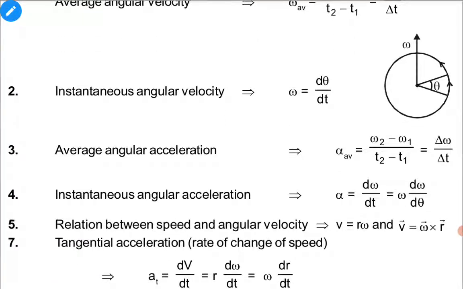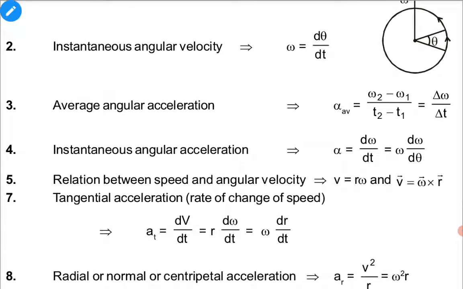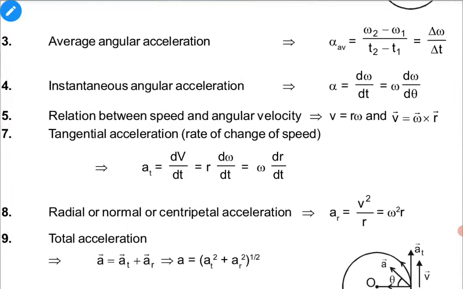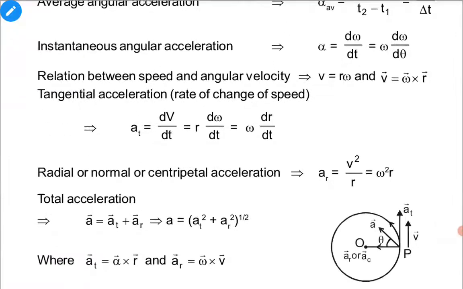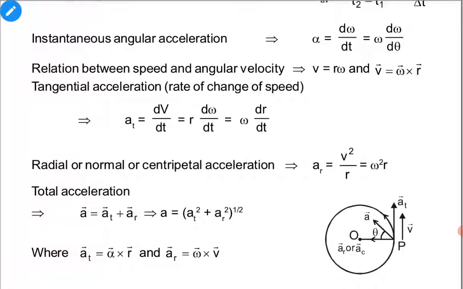Average angular acceleration equals omega 2 minus omega 1 upon t2 minus t1, equals delta omega upon delta t. Delta omega is the change in angular velocity. Instantaneous angular acceleration, alpha equals d omega upon dt, equals omega into d omega upon d theta. Relation between speed and angular velocity, v equals r omega and v equals omega cross r.